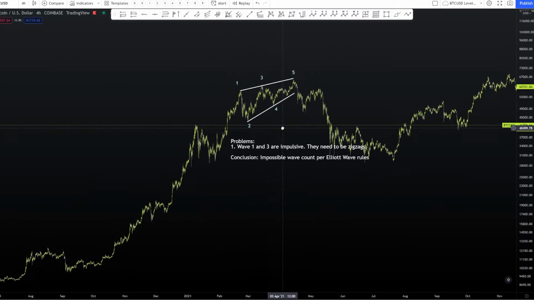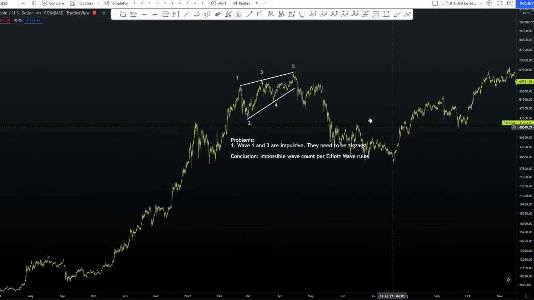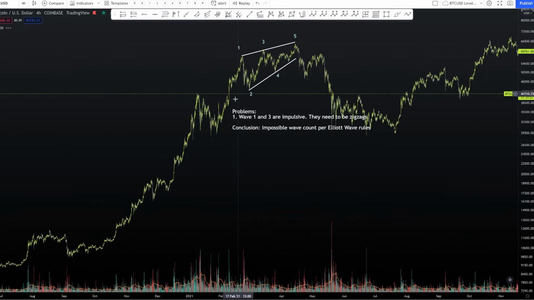And the main problems with this count would be, there's really only one problem with this count, which I could identify, because first of all, let's take a look at the volume profile. You want to see decreasing volume in a contracting diagonal, which we actually do get. So if you look at the volume profile, we do get decreasing volume.